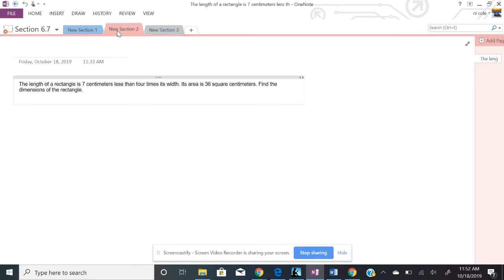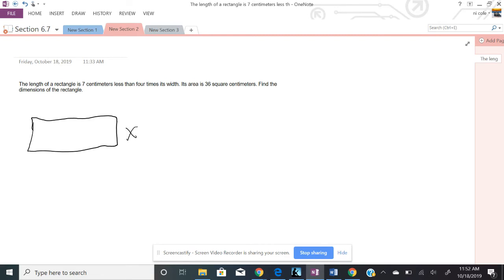All right, so here's another problem. The length of a rectangle is 7 centimeters less than 4 times the width. So let me draw my rectangle. Do I know my width? I do not, so I'm going to denote it as x. It says the length is 7 centimeters less than 4 times the width. Well, how big is the width? It's x. So that's 4 times the width minus 7.